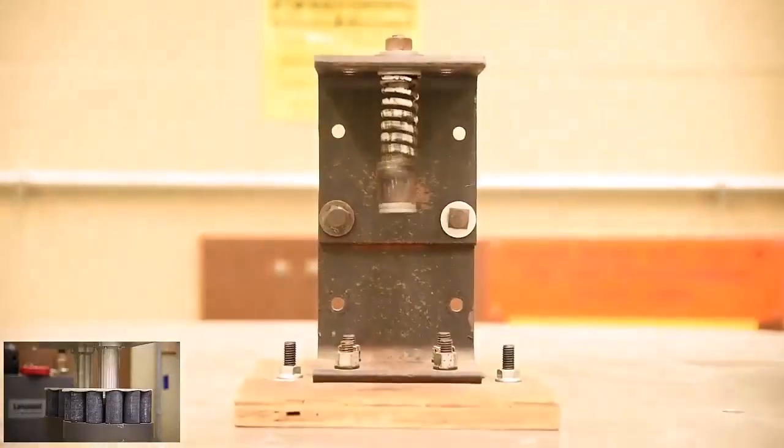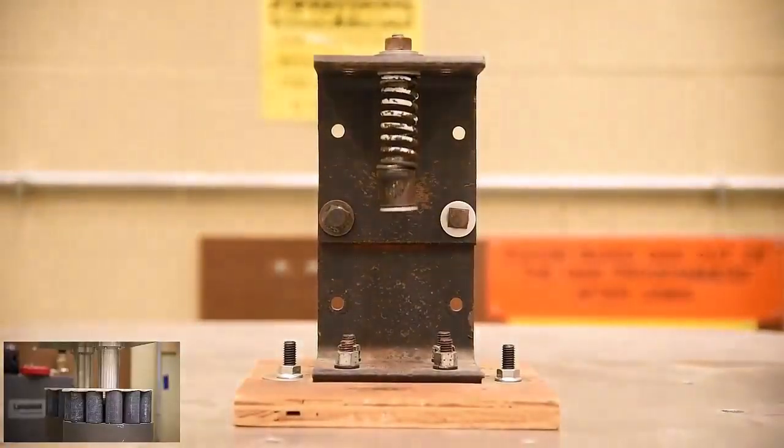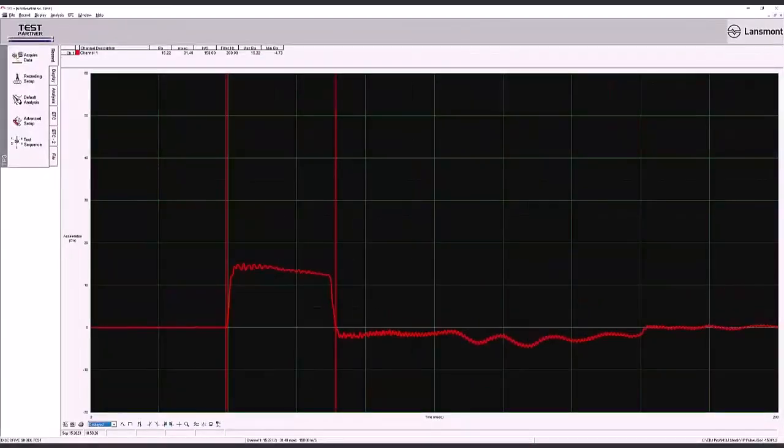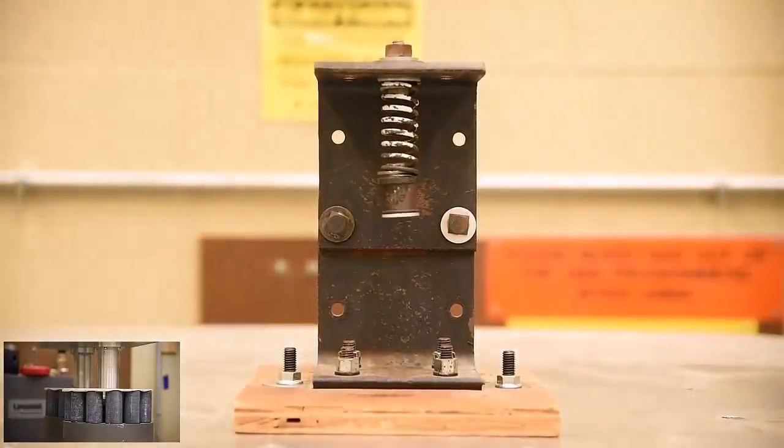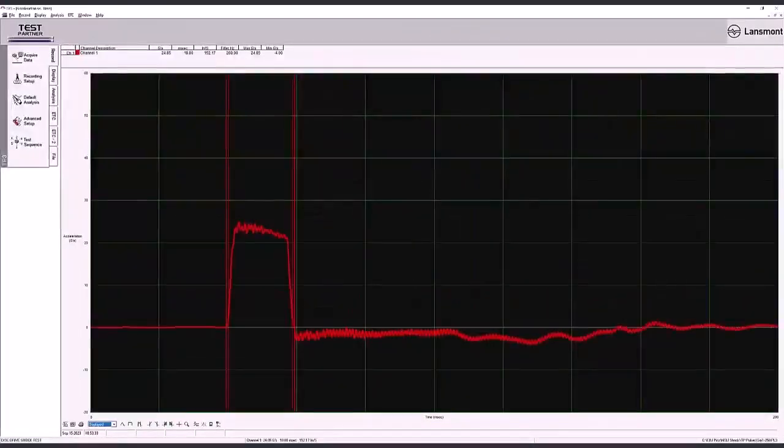Relatively low pressure in the piston. Washer stays on the magnet. There's the shock pulse associated with that. Here's the next one. Same drop height. More pressure in the piston. A little stiffer, but still the magnet stays on, even with that shock pulse there.